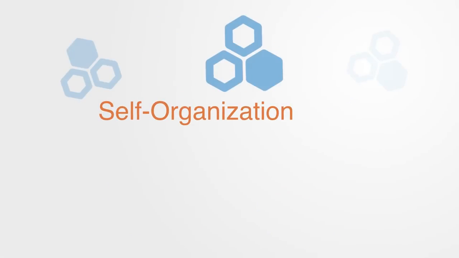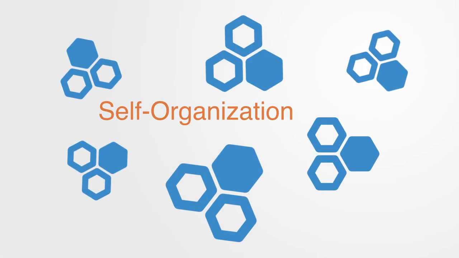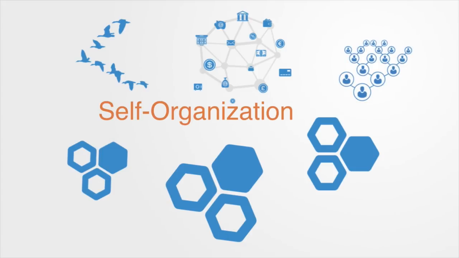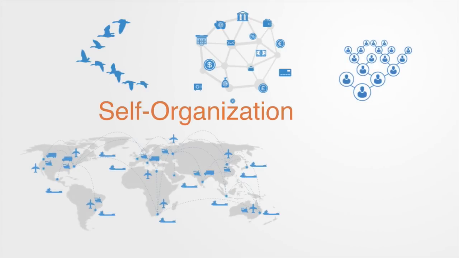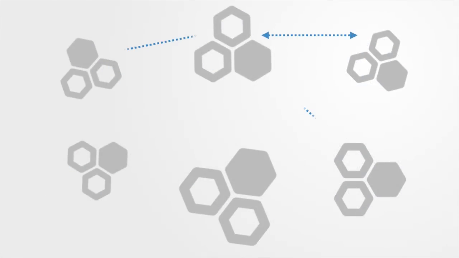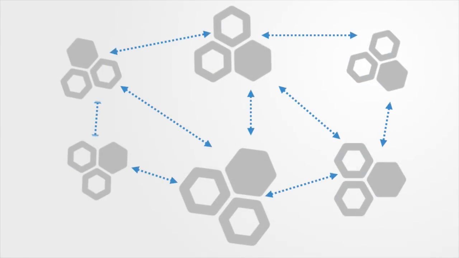Firstly, self-organization and emergence. Complex systems are composed of many small parts without centralized control, examples being flocks of birds, financial markets, social networks, global logistics networks, or the human brain. Without centralized control, global organization is an emergent feature of the local interactions between the parts.